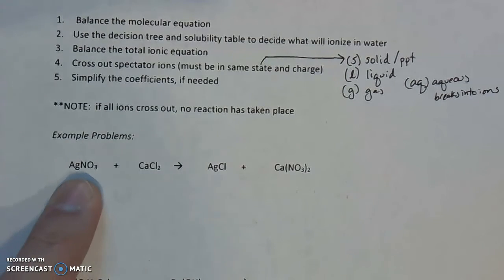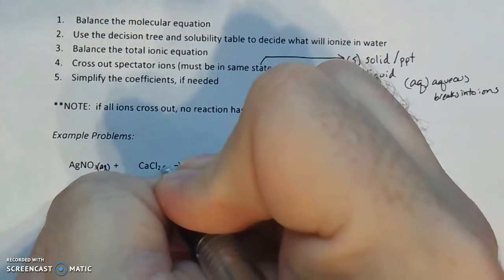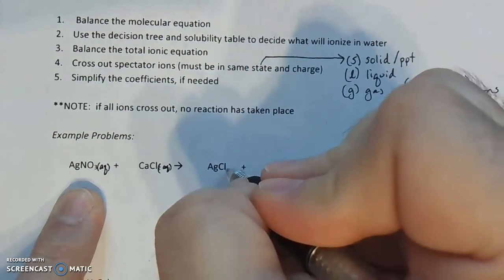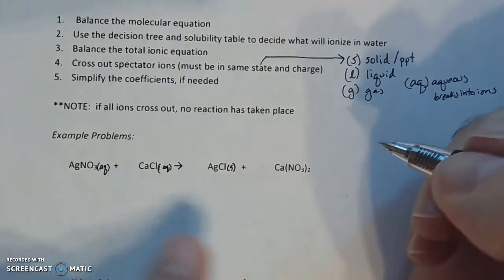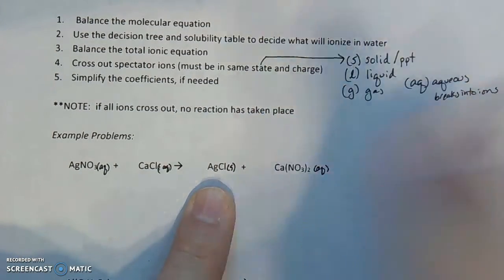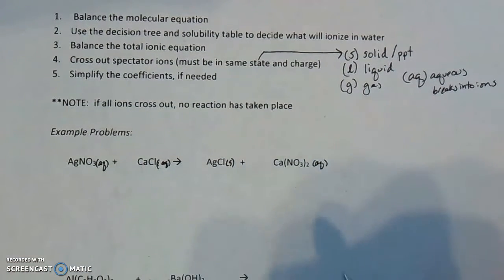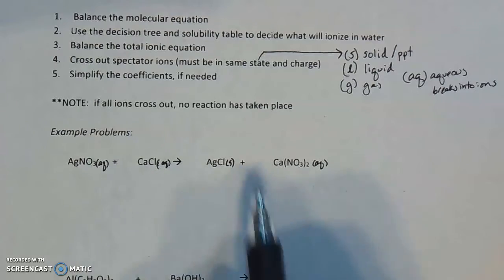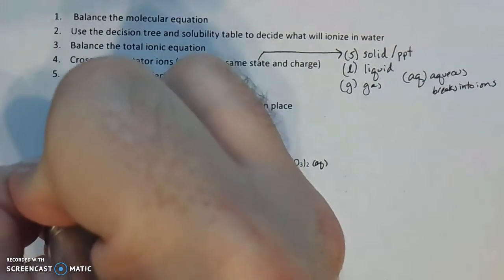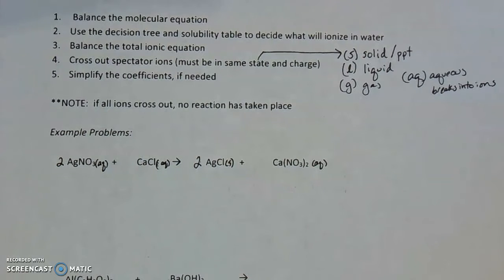Welcome back. On this, you should have an AQ for silver nitrate, an AQ for calcium chloride, a precipitate or an S for silver chloride, and an AQ for calcium nitrate. Once we have those, we have to remember, did we balance this? We have to put a 2 there and a 2 there in order to balance this.